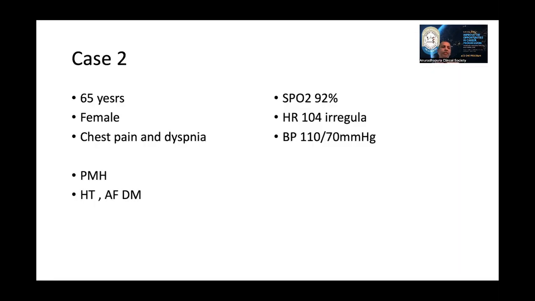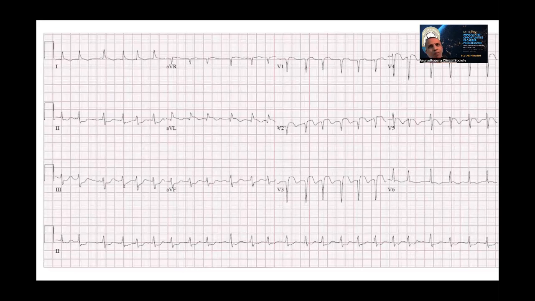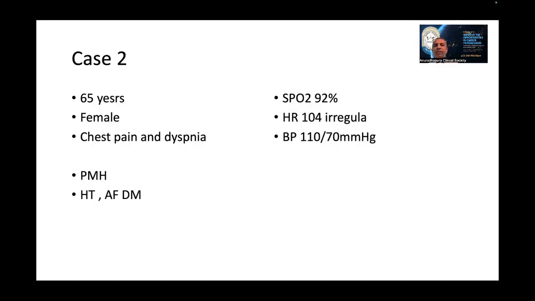So then the second patient is a 65-year-old female, chest pain with dyspnea. The past medical history has been talked about, but anyway, hypertension, AF, and diabetes. On admission, her oxygen saturation is slightly low, she is tachycardic, and the blood pressure is okay. This is the ECG. How to approach? You can see ST elevation with Q waves, and T inversion occurs in this patient. And if you look at the history, the chest pain and dyspnea are vague. So how to approach?